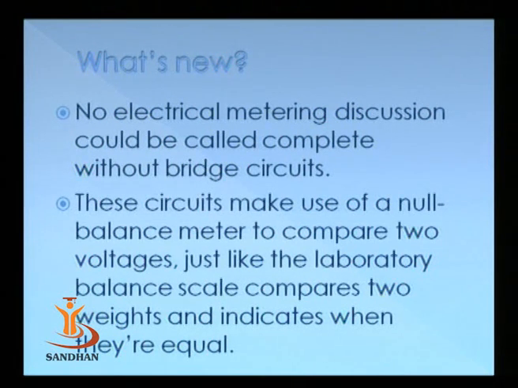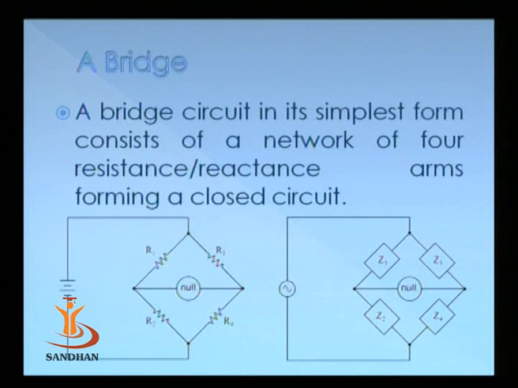These circuits make use of a null balance meter to compare two voltages, just like a laboratory balance scale compares weights and indicates they are equal. A bridge, in its simplest form, is a circuit containing four network arms. Each of them contains either resistors or different reactances, forming a closed circuit.